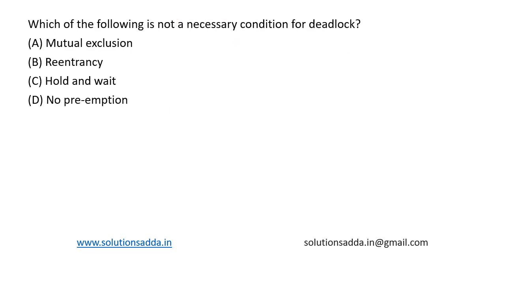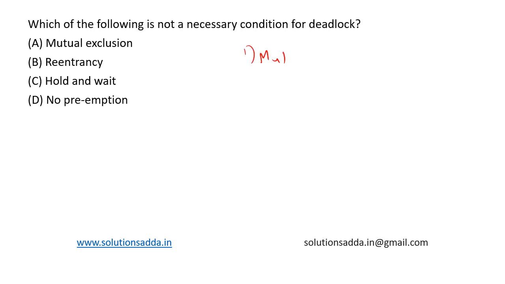This is a question from operating system. Which of the following is not a necessary condition for deadlock? This is actually a theory based question. Now, first of all, what is deadlock? Deadlock is a situation where a set of processes are blocked because each process is holding a resource and waiting for some other resource which is held by some other process. So deadlock situation occurs when the processes are waiting for an event that will never happen. And the following conditions are the necessary conditions for deadlock.